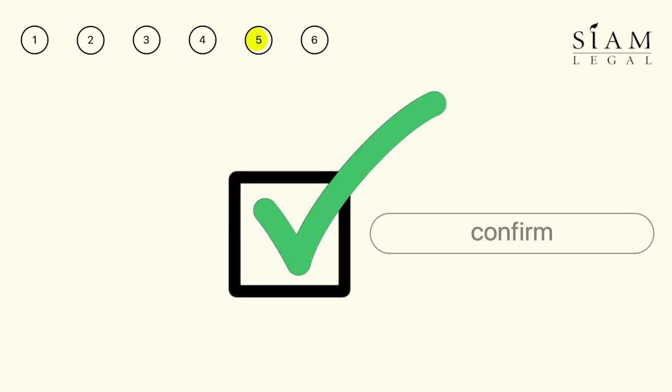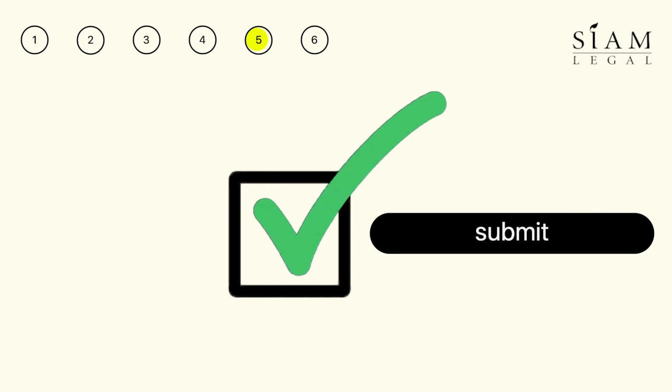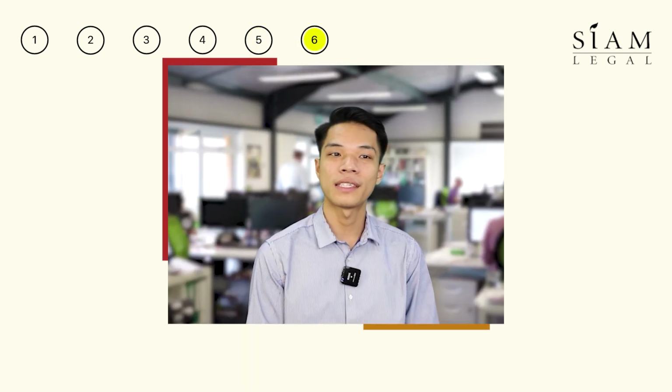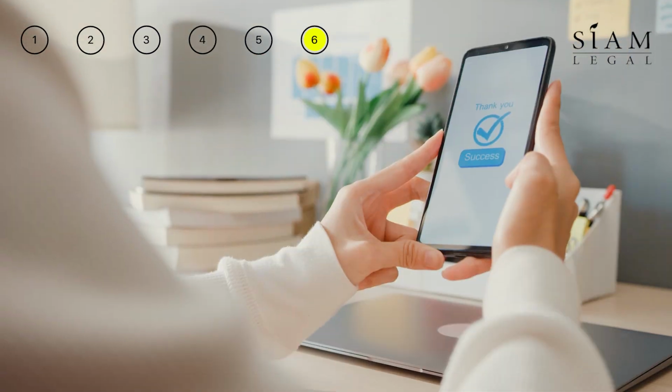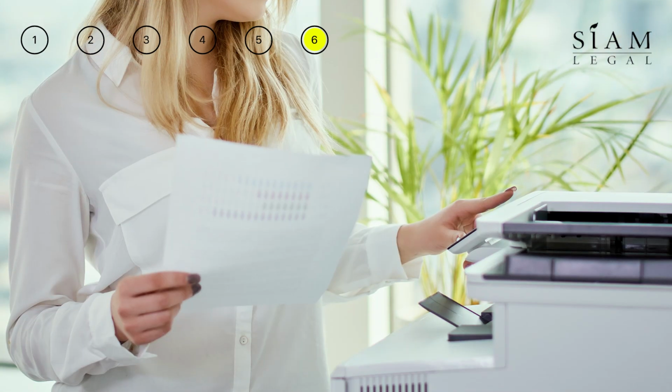5. Confirm your information that you entered and submit your application. 6. Wait for the system to process your application. You will receive a confirmation message on the website, which you can print out for your records.